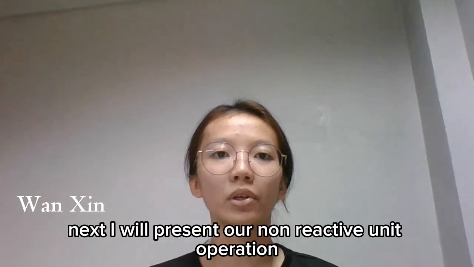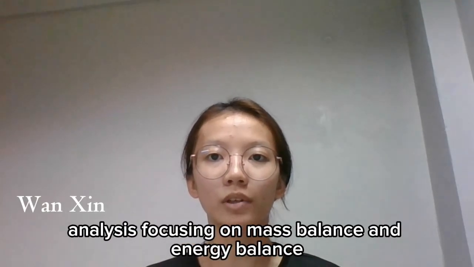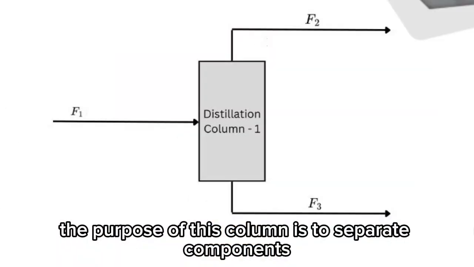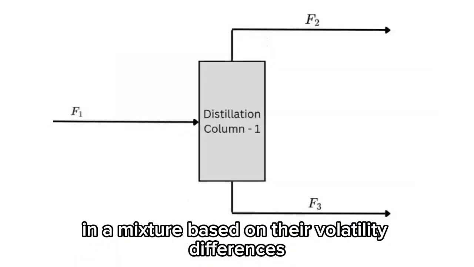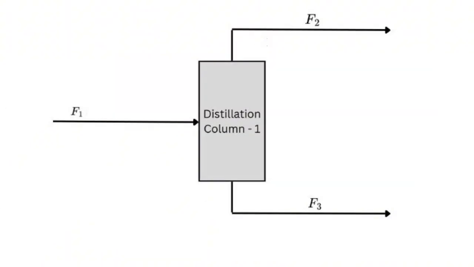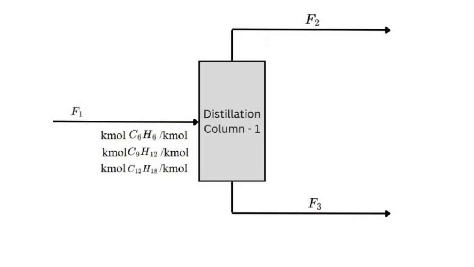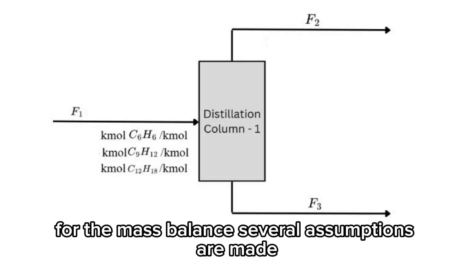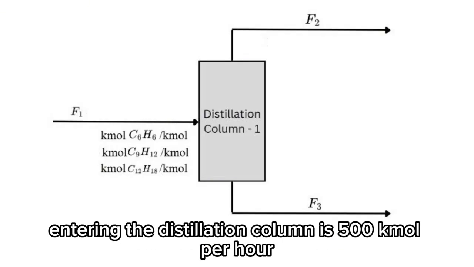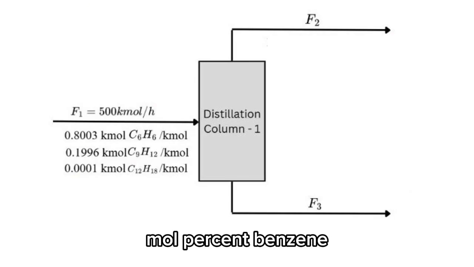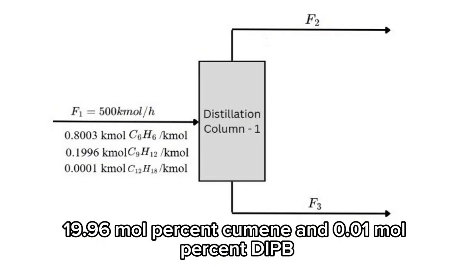Next, I will present our non-reactive unit operation analysis focusing on mass balance and energy balance for distillation column 1. The purpose of this column is to separate components in a mixture based on their volatility differences. In this case, the feed mixture contains benzene, cumene, and diisopropyl benzene. For the mass balance, several assumptions are made. The feed molar flow rate entering the distillation column is 500 kmol per hour. The feed composition consists of 80.03 mol% benzene, 19.96 mol% cumene, and 0.01 mol% DIPB.